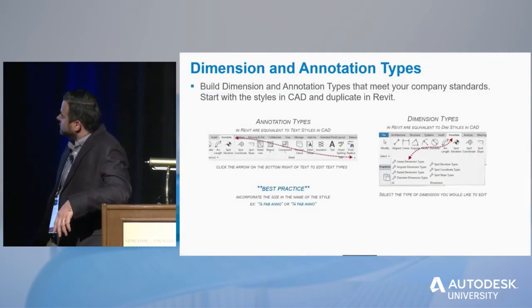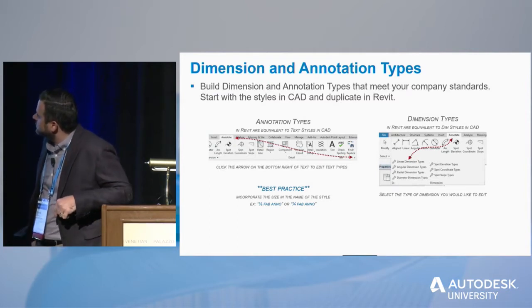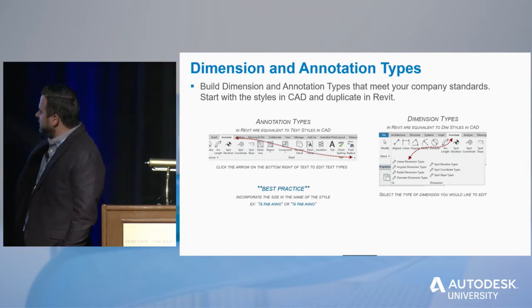All right, dimensions and annotation types. Build dimensions and annotation types that meet your company's standards. Start with the styles in CAD and duplicate them in Revit. Your annotation types, click on the arrow at the bottom right of the text to edit the type.